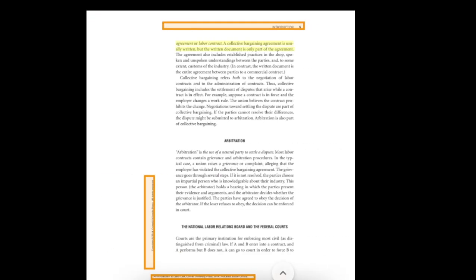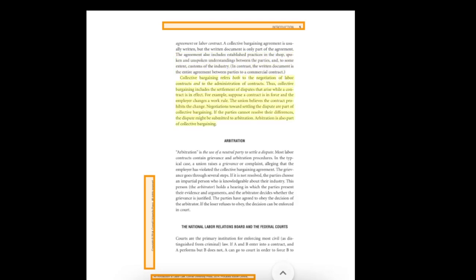Agreement or labor contract. A collective bargaining agreement is usually written, but the written document is only part of the agreement. The agreement also includes established practices in the shop, spoken and unspoken understandings between the parties, and, to some extent, customs of the industry. In contrast, the written document is the entire agreement between parties to a commercial contract.